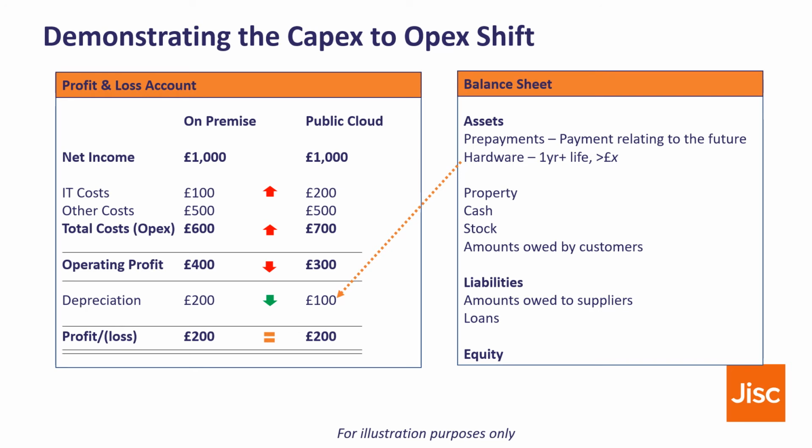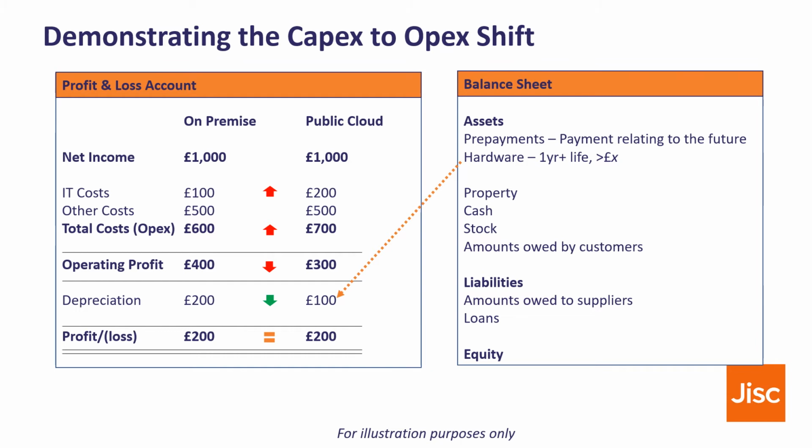So this is a really simple example, and those figures will change depending on your organisation and the assets that you currently have. But what this is trying to demonstrate is that it's just shifting costs from depreciation up to IT costs. So when you stand back and look at the overall picture, nothing has changed. It's just accounting nonsense of where it's going on your profit and loss account.